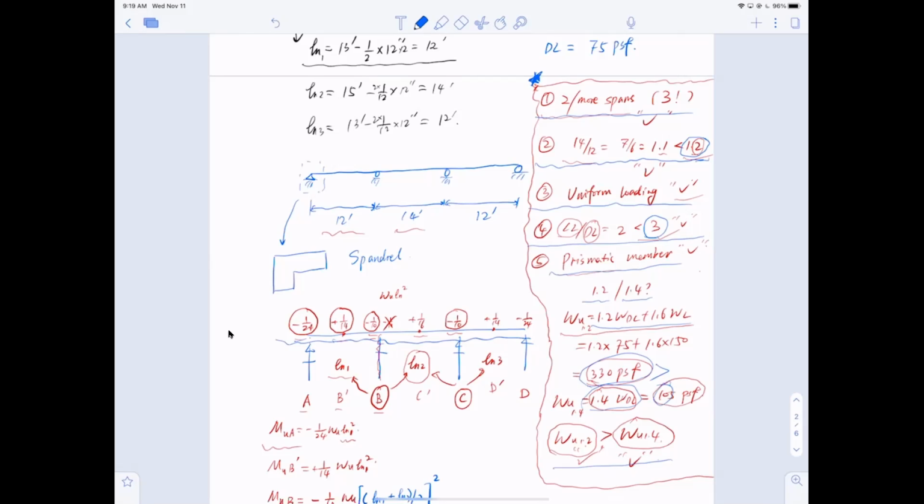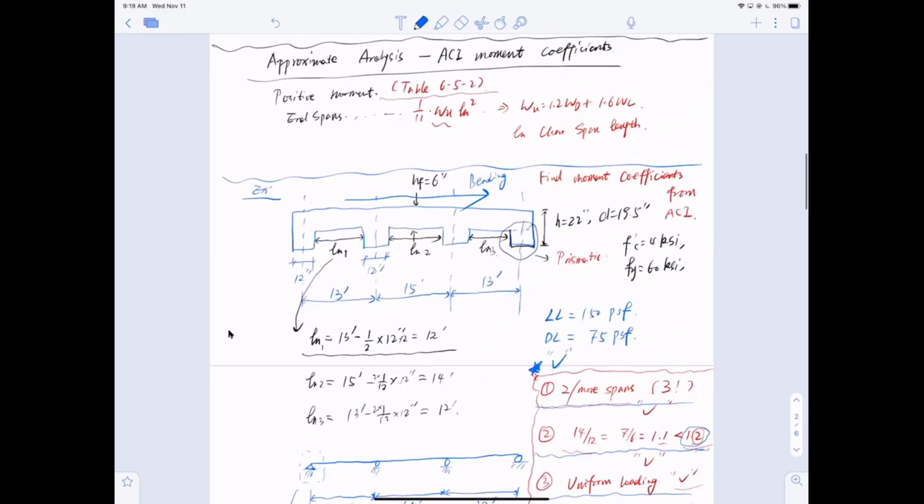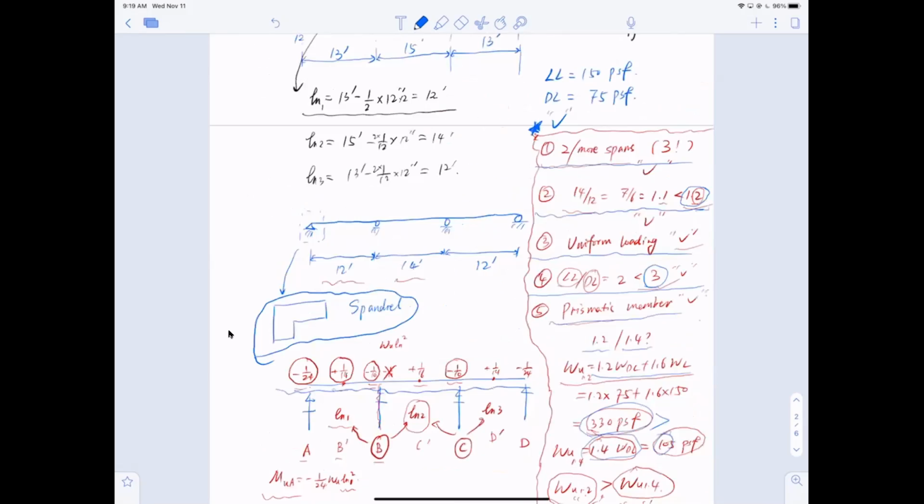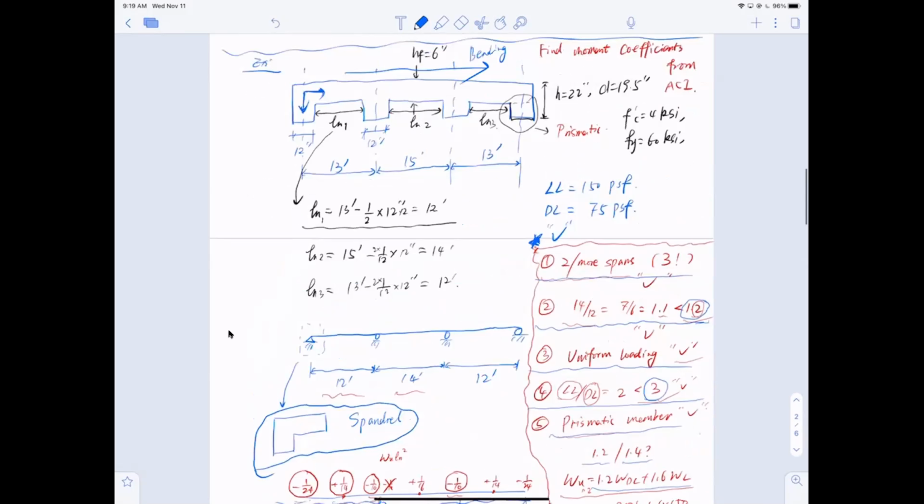Second, these coefficients apply because the end support is spandrel. What I mean by spandrel is that these are integrated together. If they're not integrated together, you cannot use this coefficient. Most likely you will not see a very strange case, but do check them. Don't just jump right in and start writing numbers. Make sure they are integrally built, meaning monolithically cast, the beam and slab cast together, cast in place. This has to be respected before you start applying moment coefficients.